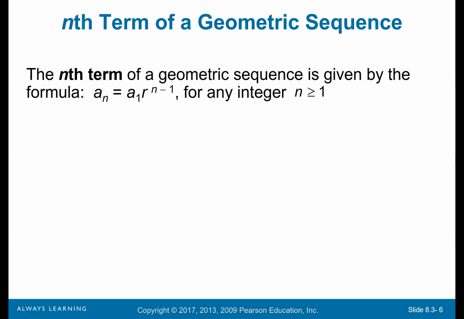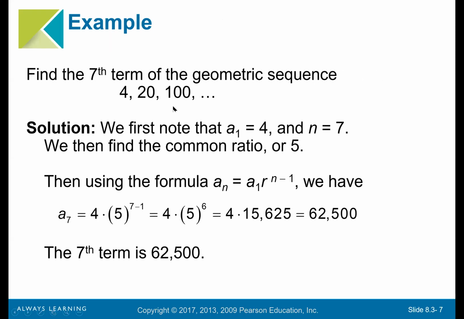The nth term of a geometric sequence is given by this formula. Again, n is greater than or equal to 1 because n is the term number. So if we want to find the 7th term of the geometric sequence 4, 20, 100, first we identify R. What are they multiplying by each time? 5. So the first term, a sub 1, equals 4. n equals 7 because they want the 7th term, and the common ratio R is 5. Now we just plug that into the formula.